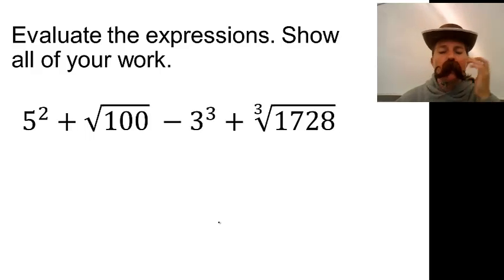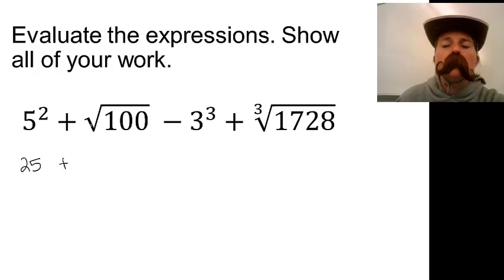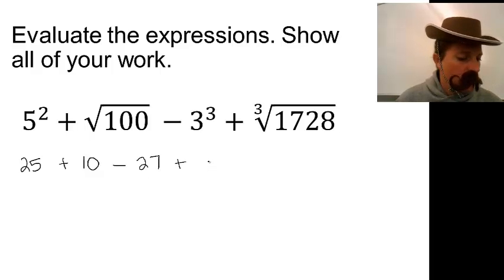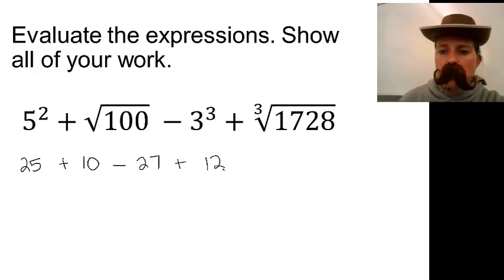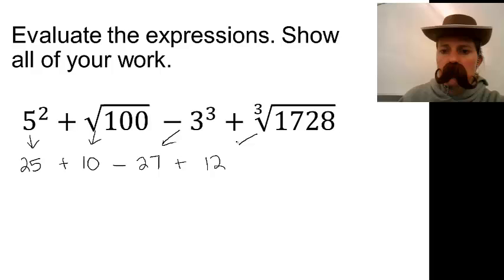Whoa, look at this one. Whoa, blew my hat off almost. That was crazy. Look at all this we need to do. Alright, we're going to do each square or cube root. Okay, so we have 5 times 5 is 25. Plus the square root of 100 is a 10. Minus 3 times 3 times 3 is 27. Plus the cube root of 1,728 is a 12. Okay? So this is this one, this is this one, this is this one, this is this one.